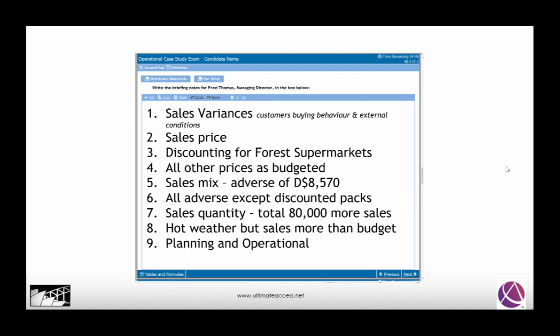We've got sales price: discounting for the Forest supermarkets, all the other prices are as budgeted. We've spotted that. Sales mix, well, we spotted it was quite small, but it's certainly adverse. All adverse except the discounted packs within the mix. And then the sales quantity, well, we've sold 80,000 more boxes of tea than we had budgeted for. And we're taking into consideration that the hot weather ought to have reduced the sales, but our sales have actually gone above budget. Then we need to look at the planning and operational aspects.